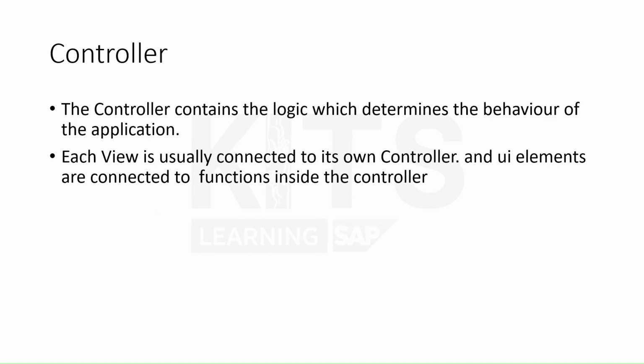So the next is the controller. The controller contains the logic, which determines the behavior of the application. So things like button click events, API and data service calls, input validations, navigation between pages, data formatting, these functionalities are handled in the controller. Whenever a user interacts with the UI, the controller is where the logic runs. Each view is usually connected to a controller, and UI elements are connected to functions inside the controller.